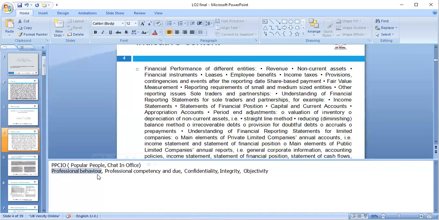The first P is professional behavior. Second is professional competence and due care, which means up-to-date knowledge, like you do CPDs every year and keep the record. Confidentiality: keep the data confidential, don't disclose it to a third party without the permission of the client. Integrity means honesty, and O is objectivity. Objectivity means unbiased information, not conflicting information.